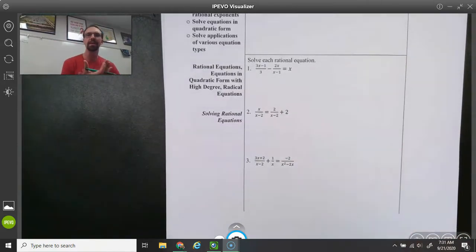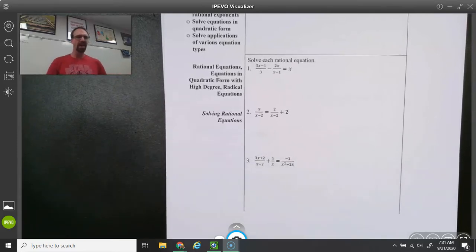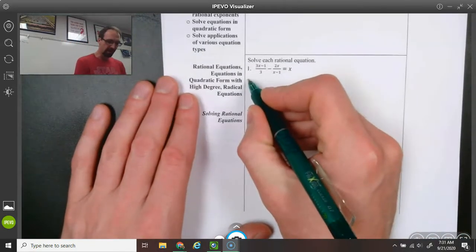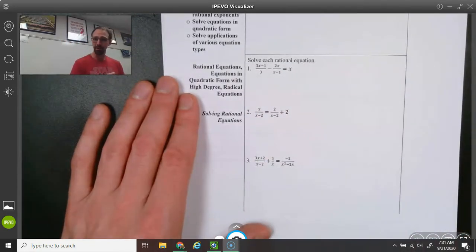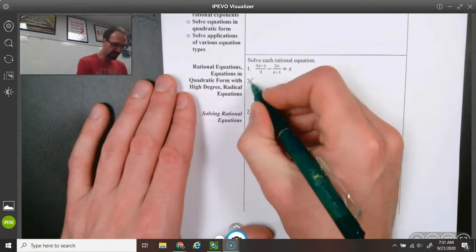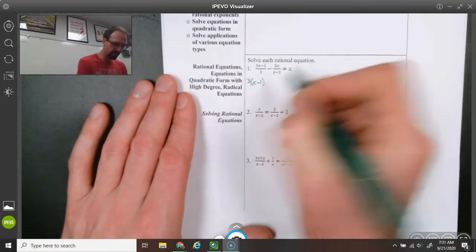So if I think about what do I need to multiply to get rid of a 3 and an x minus 1 in the denominator? Well, I need to multiply by 3 and x minus 1. And I need to do that to both sides of the equal signs. A lot of students miss this part. Make sure that you're multiplying it on both sides of the equal signs. So I am multiplying by a 3 and an x minus 1 on both sides.